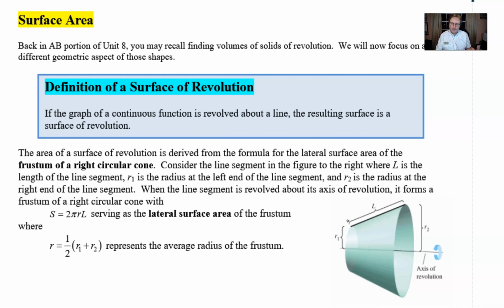Back in the AB part of Unit 8, you may recall finding volumes of solids of revolution. We're now going to focus on a different geometric aspect. What is the definition of a surface of revolution? If you have the graph of a continuous function and you revolve it about some line, the resulting surface is what we call a surface of revolution. And you can find how much space is on the outside. Think about those three-dimensional shapes that you developed before. Instead of finding the volume inside, you're finding how much area there is around it.